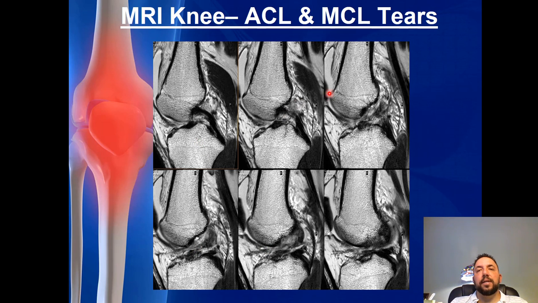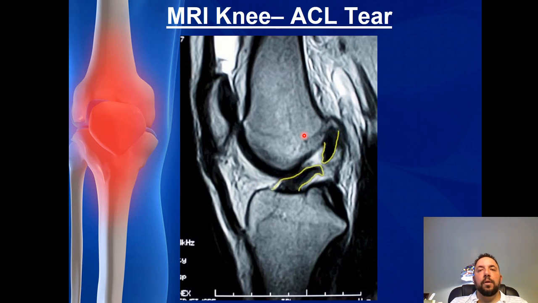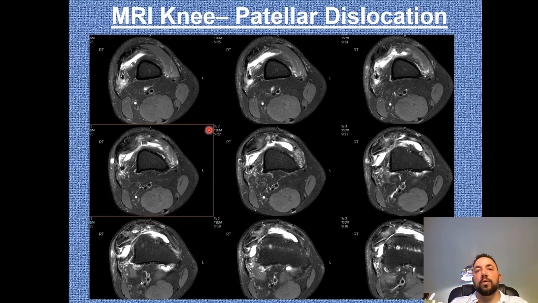ACL and MCL tears, you can't see any of the integrity of the ACL, and obviously it's torn. A really good descriptive of what an ACL could look like and the disparity of what should be that ligament in its entirety that's no longer.